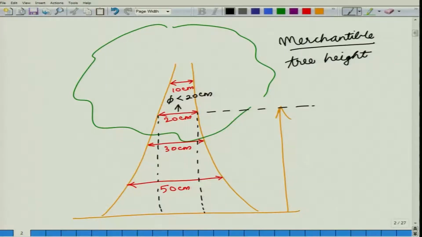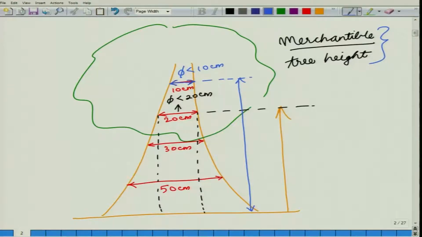Now, that could be for some applications such as timber, whereas for some other applications, say in the case of pulpwood, we might have some equipment that can process our timber up till say 10 centimeters. So, in that case this would be our merchantable tree height, because any portion above this would have a diameter of less than 10 centimeters. So, merchantable tree height depends on the application.